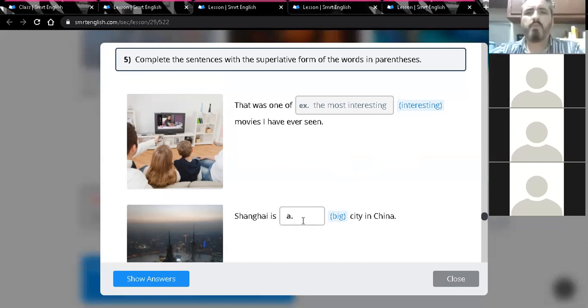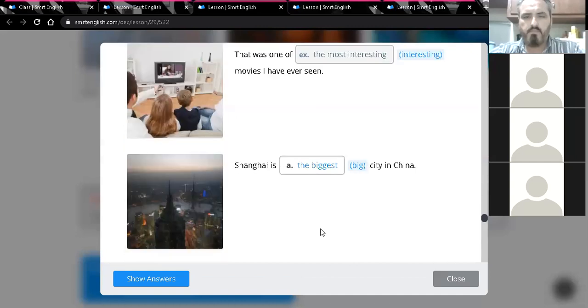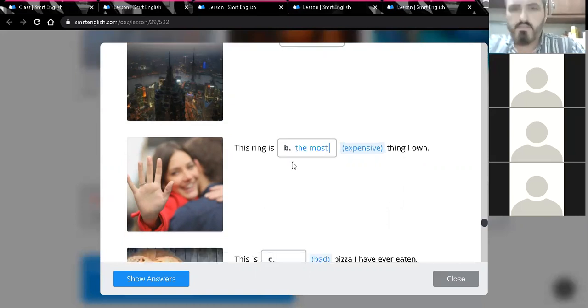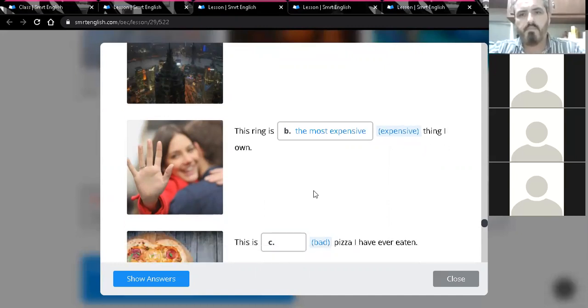Number 2, Shanghai is, I have in parentheses big, city in China. So Shanghai is bigger, biggest. The biggest. Don't forget that. Next one. This ring is thing I own. So this thing is the most expensive. Excellent. The most expensive thing that I own.